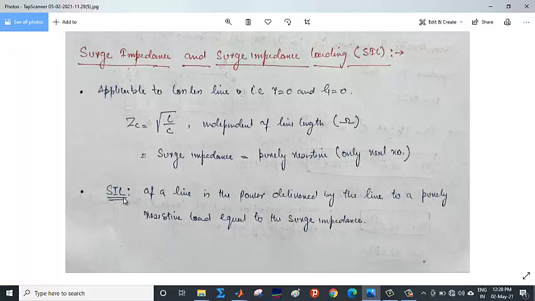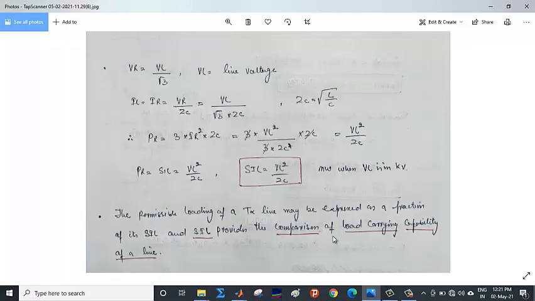So surge impedance loading of a line is the power delivered by the line to a purely resistive load equal to its surge impedance. So when the line is terminated by a load resistance whose value is equal to the surge impedance of the line, the power delivered to that resistance is known as surge impedance loading. So we can calculate this.